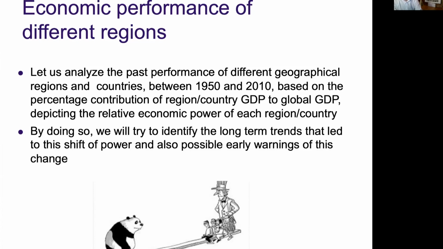So if you look at the performance between, let's say, 1950 and 2010, based on the percentage contribution of regional countries' GDP to global GDP, we see a very interesting shift within regions, but also within countries. So in this way, we can try to identify some long-term trends. So it's not that I'm looking at the last 5 years and saying, okay, this is what's happening at the moment, but rather I want to look at a longer period of time.